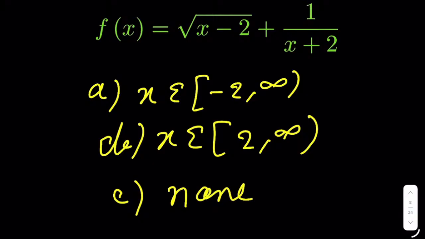I hope you understand. The question is clear. Visibility is okay. f of x equal to under root x minus 2 plus 1 upon x plus 2. So basically our target is, what about the domain of the given function? So how can we do this? Very simple.